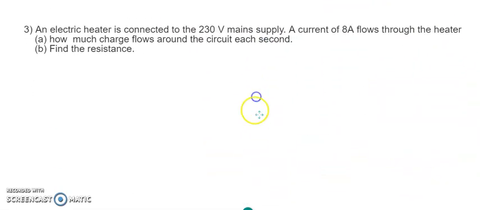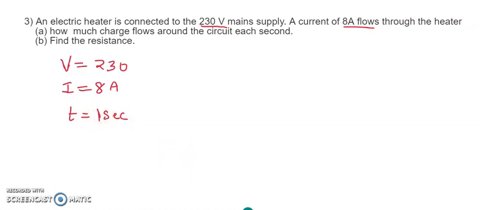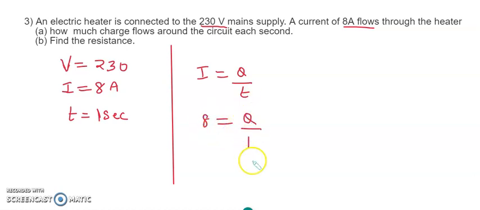Next, an electric heater is connected to a 230 volt main supply. So voltage is 230. The current flowing through the heater is 8 ampere. The first part of the question is telling us to find how much charge is flowing through the circuit in 1 second. So time is 1 second, right? The formula for charge comes from the formula for current. So I equals Q by T. I is 8 ampere, Q remains Q, and time is 1 second. So 8 coulomb charge is passing through the circuit in 1 second.